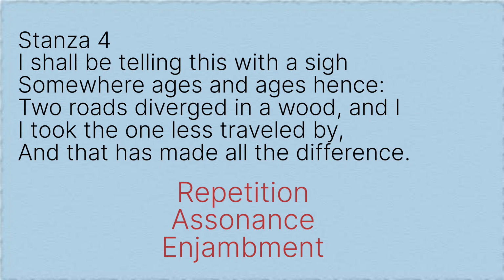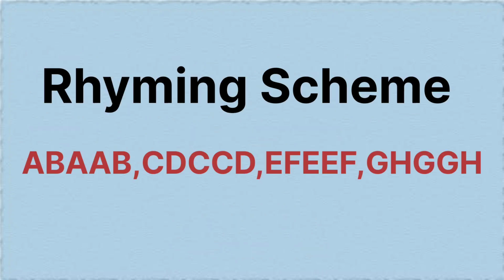So this was the poem that I have discussed with you. And what is the rhyming scheme of this poem? The rhyming scheme of this poem is ABAAB CDCCD EFEEF GHGGH. This is the rhyming scheme of this poem. So I hope you understand this poem.